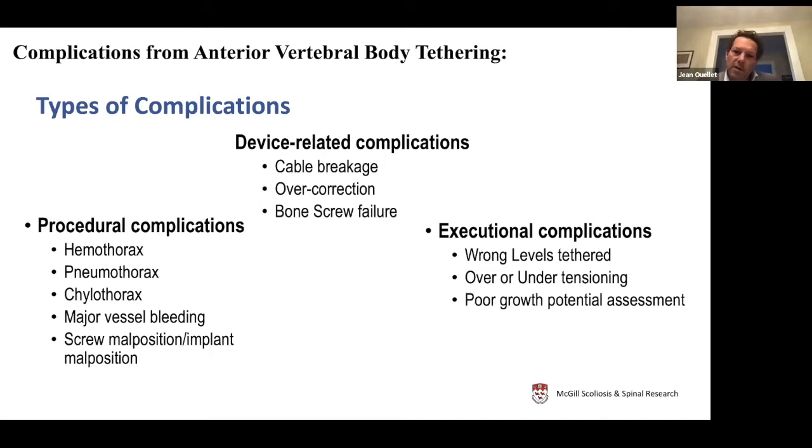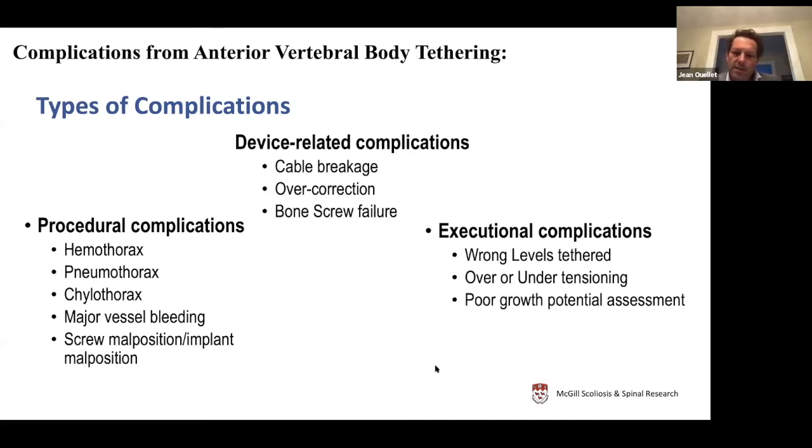The other one is device-related complications. Because the spine remains flexible, one knows that eventually the cable will break. Timing of breakage and placement of breakage, and being able to pick that up, is obviously something that surgeons need to become aware of. The overcorrection is self-explanatory. Bone screw failure has to do sometimes with screw design, as well as screw insertion and screw size. And finally, the third category that I consider is really the executional: the ability to choose the appropriate patient, the ability to choose the right levels, getting a sense of over-tensioning or under-tensioning. And again, having a poor growth potential assessment will lead to some of these complications.